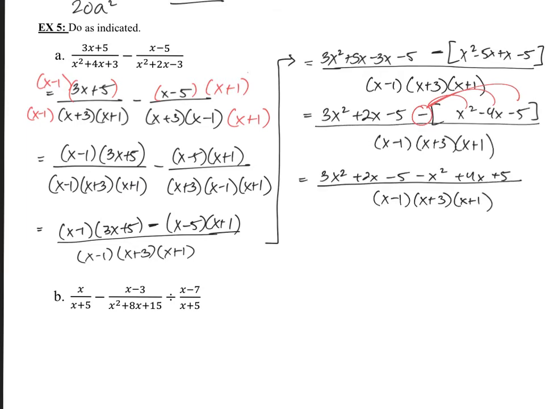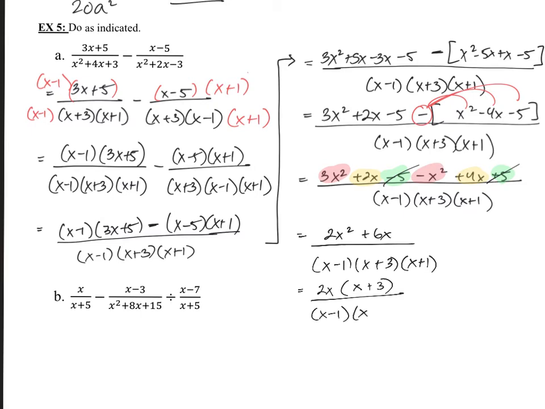Alright, combining like terms. We have the x squareds, the x's, and the negative 5. Okay, so let's see. Using the x squareds, we get 2x squared. Adding the x values, we get plus 6x. Lastly, adding the number values, oh, those guys cancel each other out. So we're just left with the 2x squared plus 6x. Let's go ahead and factor that. Once we factor it, we can see if we can cancel anything. So factoring that out, we have 2x, what's left over? x plus 3.